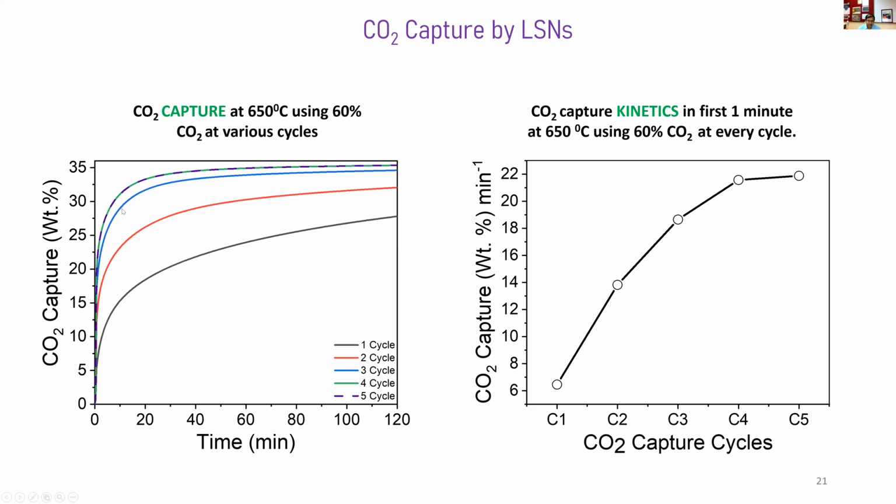Third cycle, it captures even more. And fourth cycle, it captures the maximum amount of CO2. And it also changes the kinetics. So somehow during the adsorption-desorption cycle, the material's property is changing, and the material becomes the most optimized at the fourth cycle. Afterwards, it was not changing.